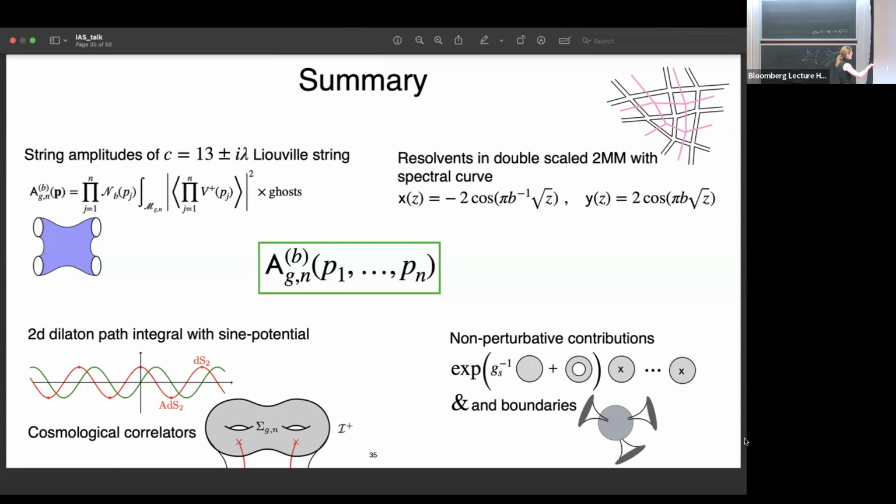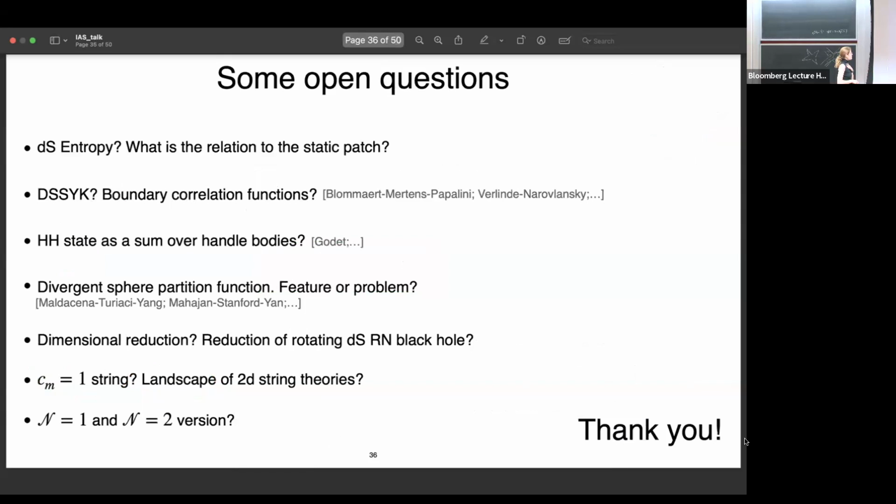You can also calculate the string amplitude using a dilaton gravity path integral. And there's a nice interpretation of these string amplitudes as the cosmological correlators in dS for the sphere plus. Just some open questions. In basically all the discussion towards the end, I was living on the sphere plus. I was basically considering only the global patch of de Sitter.